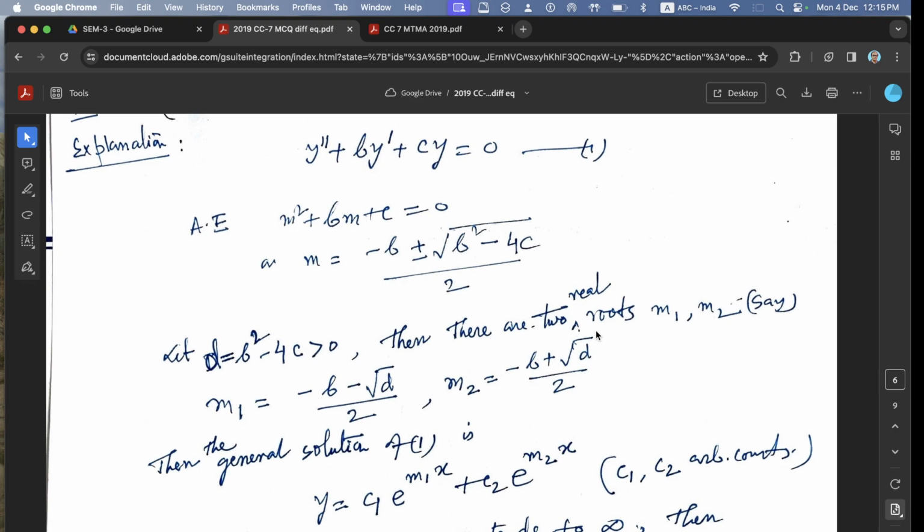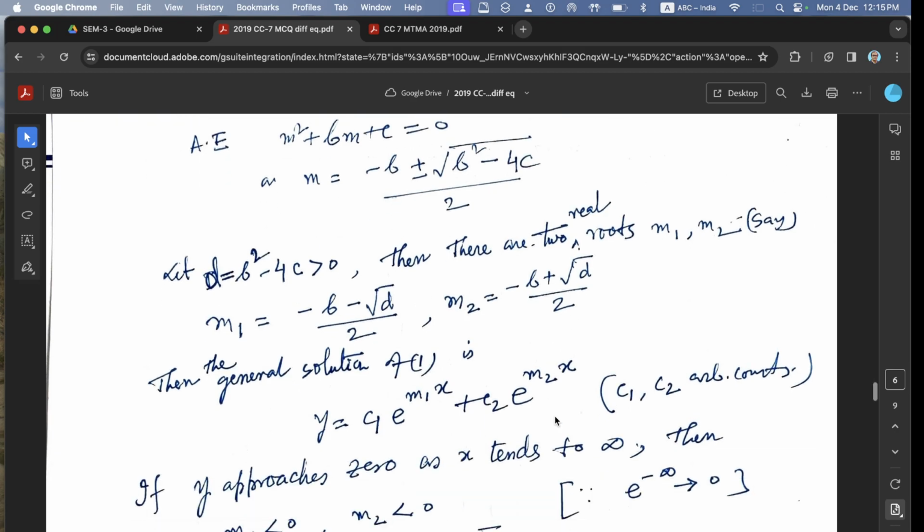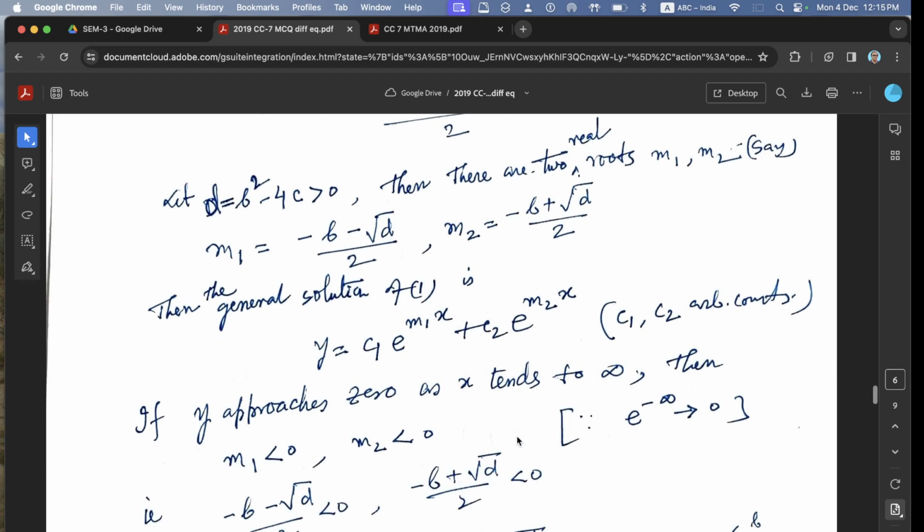Let discriminant D equal to b square minus 4c be greater than 0. If this holds, then there are two real roots m1 and m2. Say m1 equal to minus b minus root D, whole divided by 2, and m2 equal to minus b plus root D, whole divided by 2. Then the general solution of equation 1 is y equal to c1 e to the power m1x plus c2 e to the power m2x, where c1 and c2 are arbitrary constants.